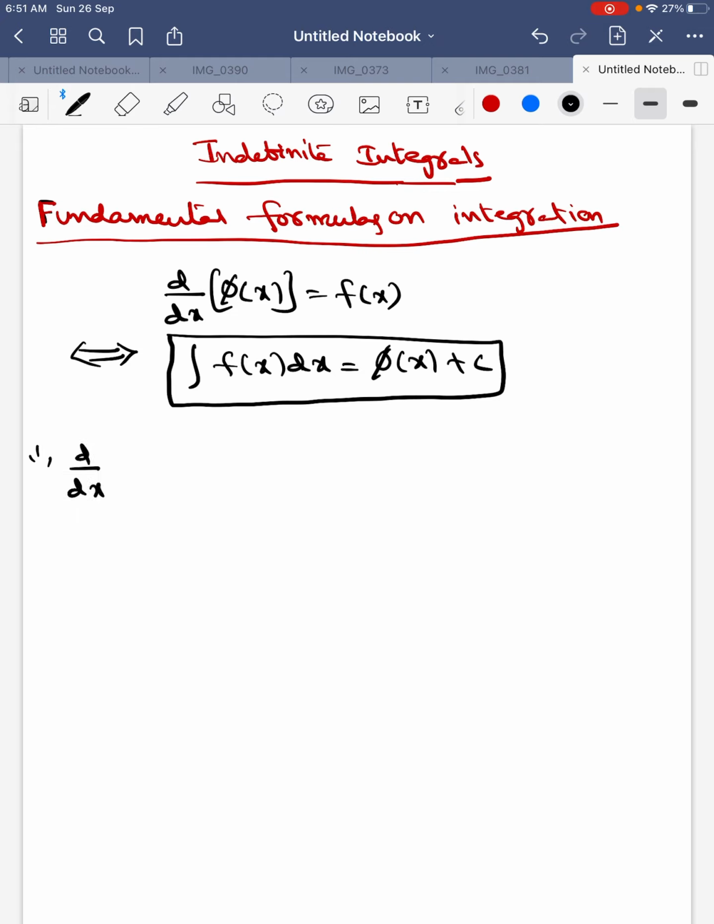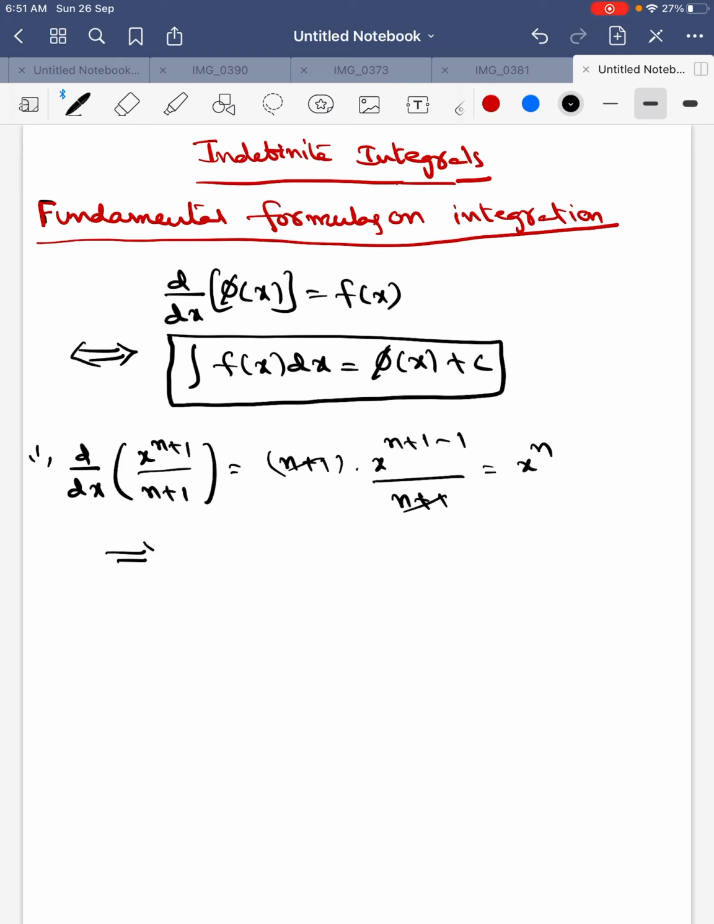d by dx of x power n plus 1 by n plus 1, that is equal to, the form is n plus 1 x power n plus 1 minus 1 by n plus 1. n plus 1 cancel, that is equal to x power n. Therefore, that implies integral x power n dx is equal to x power n plus 1 by n plus 1 plus c, where n not equal to minus 1. This is the first formula.